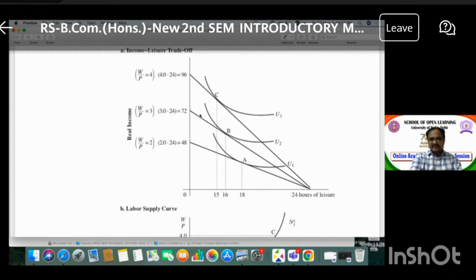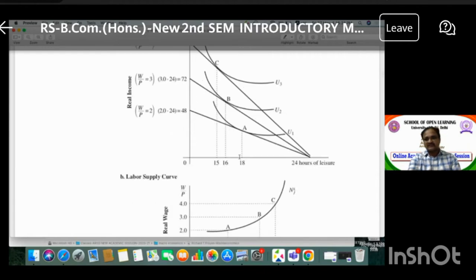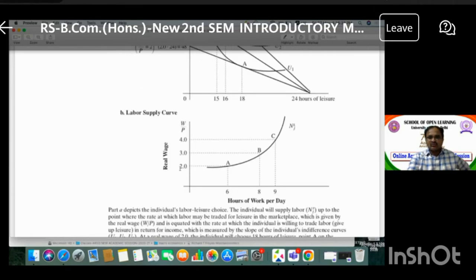Another wage rate is 3, so his real income is 72. The indifference curve is here, and the combination is here, and another combination is here. So A, B, C are the combinations of the real wage rate and working and leisure hours. If the wage rate is 2, earlier 18 hours of leisure, here the working hours is 6. So with 6 working hours he gets a wage rate of 2, point A, this combination.